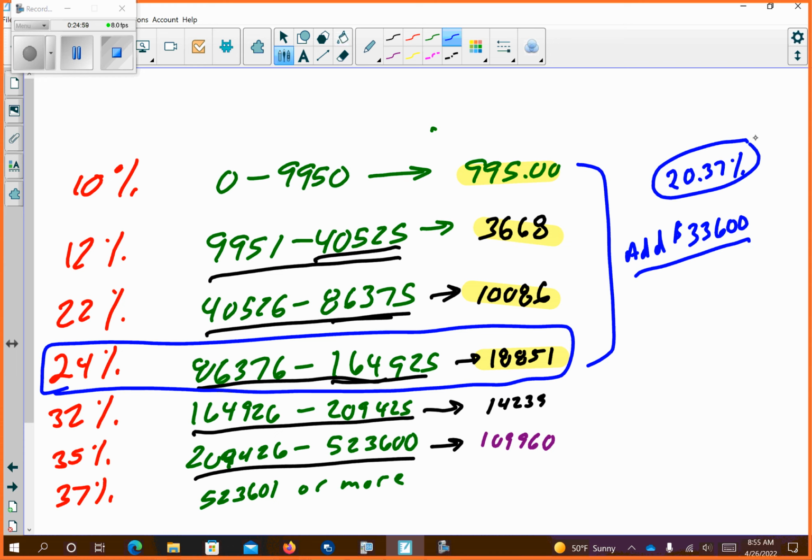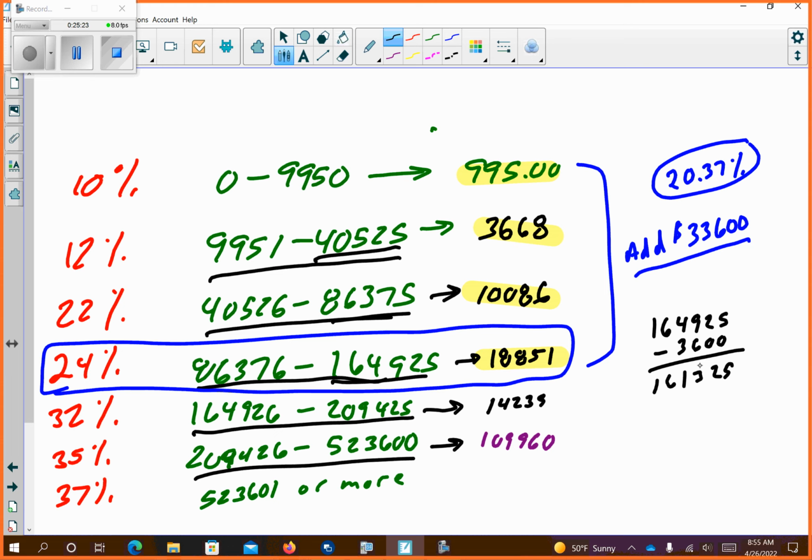Okay. Now, we're going to do one thing. Okay, let's say I claimed I made this much. But I do the health savings account. And me as an individual, I'm allowed to deduct $3,600 off of what I made.